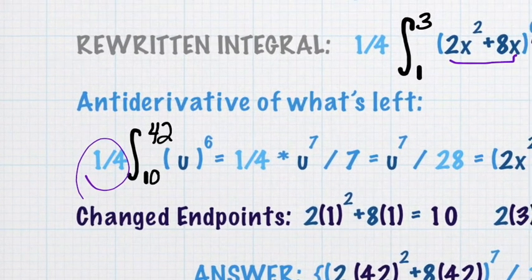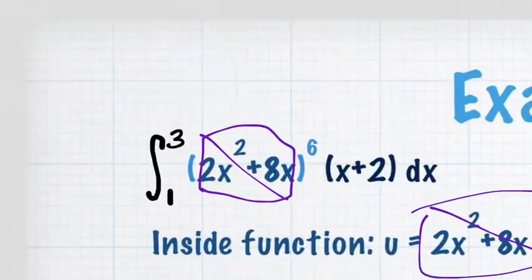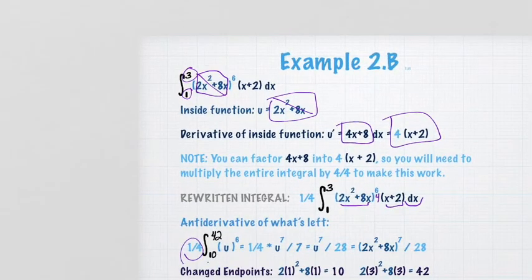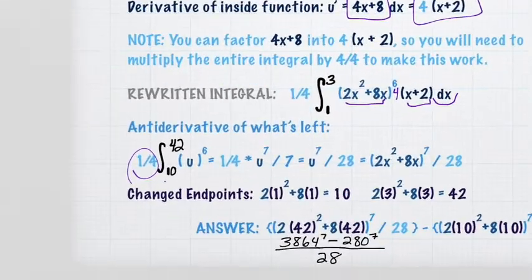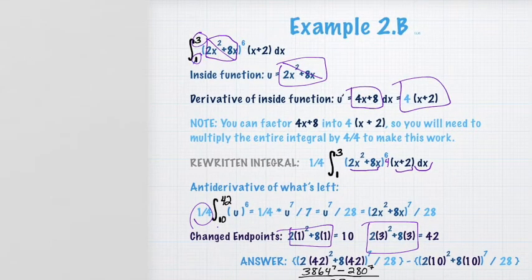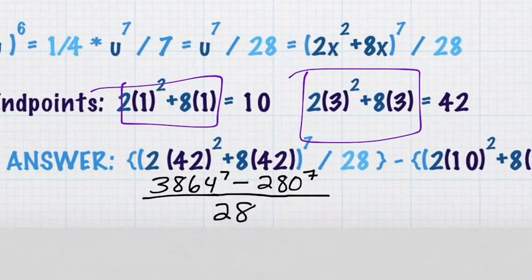And remember, we're going from 1 to 3, which means we have to change our endpoints by plugging the 1 that we have into our u, and our 3 into our u, all of those for x. So our endpoints are going to change from 1 to 10, and from 3 to 42.